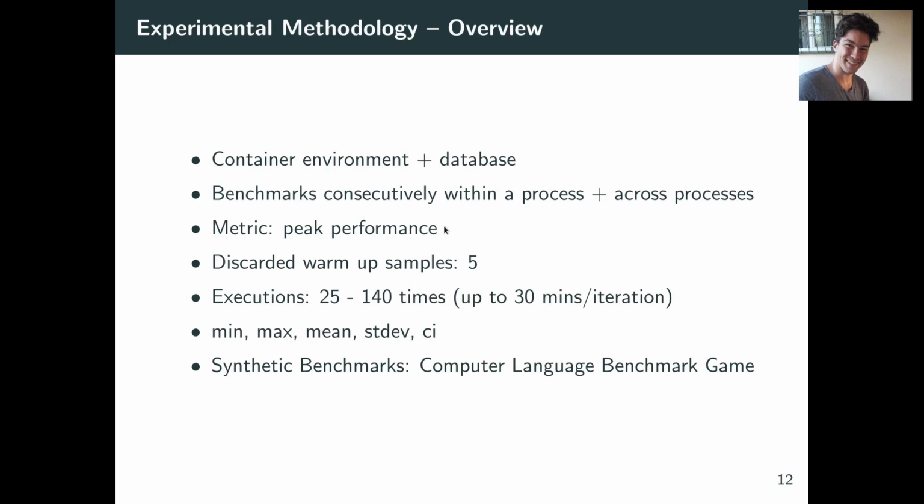So we manually inspected our timing values and picked a warm-up threshold of 5 iterations. And we run between 25 and 140 iterations for each benchmark and each implementation. Some benchmarks took rather long, up to 30 minutes for a single iteration. We further enumerated minimum, maximum, mean, standard deviation, and confidence interval. And as I said, the Computer Language Benchmarks Game programs are used as benchmarks.